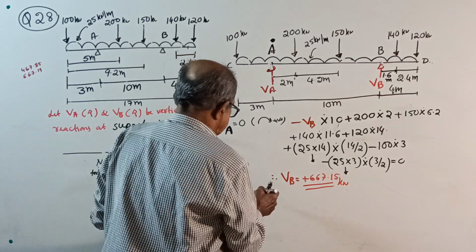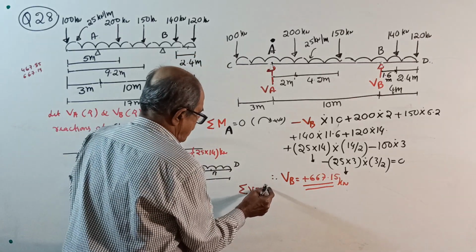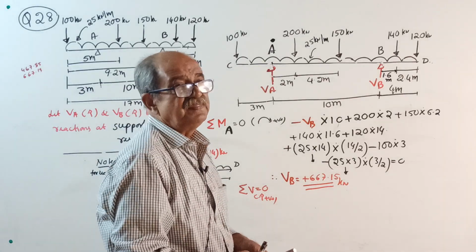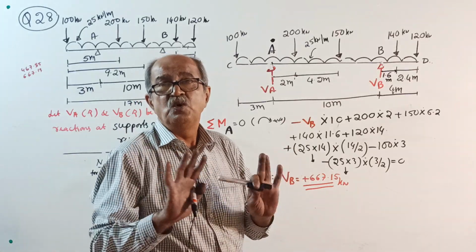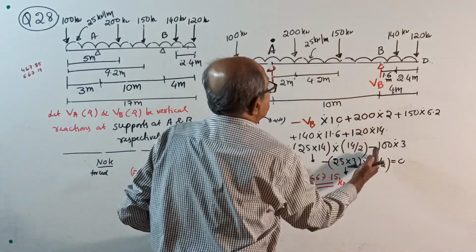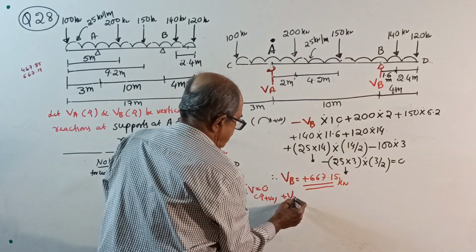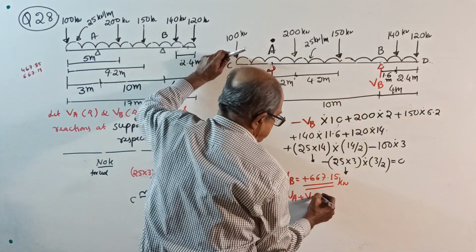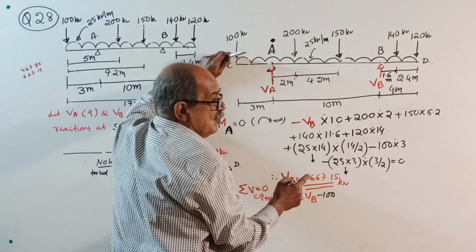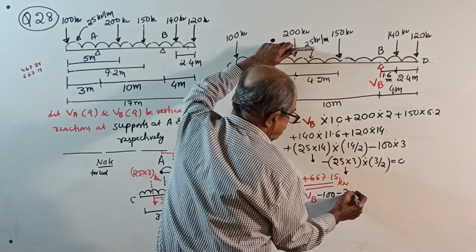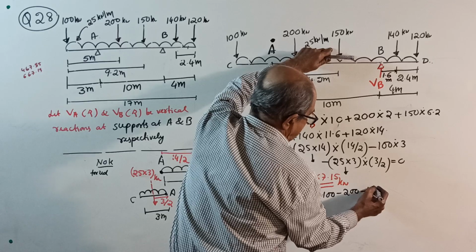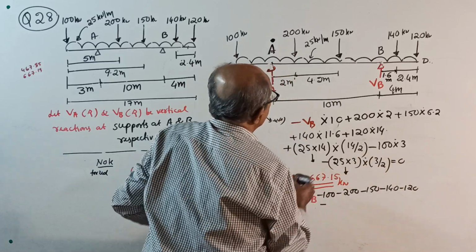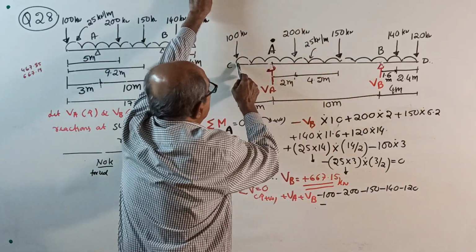Okay, then next sigma V equal to 0, upward positive. Make a note. Now only load, no into, no distance. Plus VA plus VB, upward positive. Minus 100. Now not clockwise, anti-clockwise. Now upward, downward. Minus 200. Minus 150. Minus 140. Minus 120. Minus 25 kilonewton per meter for entire length.